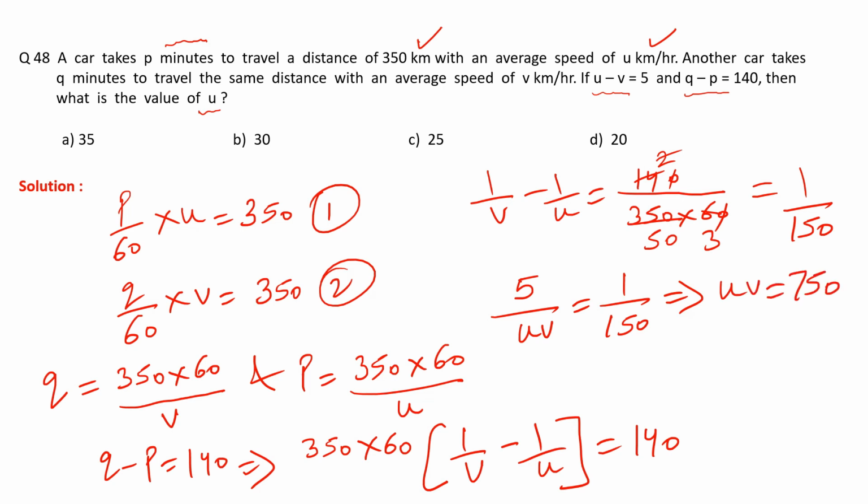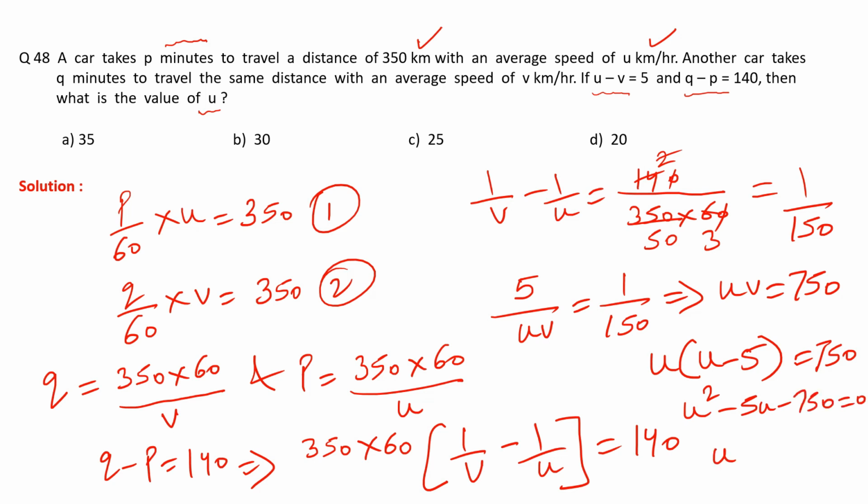Now students, we are having u minus v equal to 5 and uv equal to 750. So now it's very much simple to eliminate v and get the value of u from these two equations. So I will be writing v as u minus 5 and I will substitute this value over here in this equation. That means it will become u into (u minus 5) equal to 750, right? So it will become u square minus 5u minus 750 equal to 0.